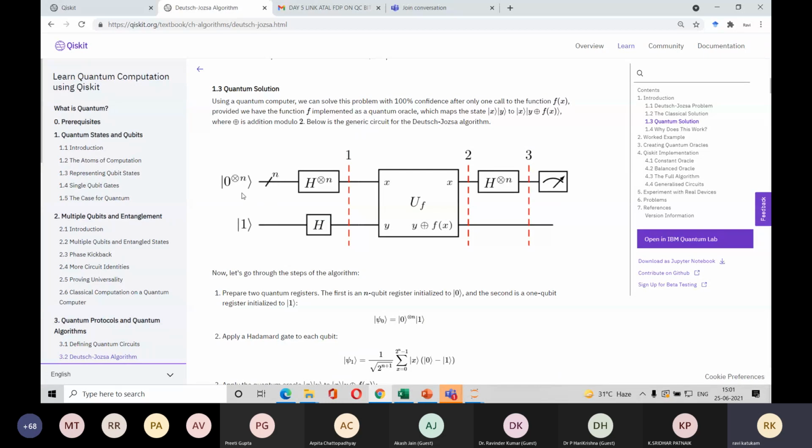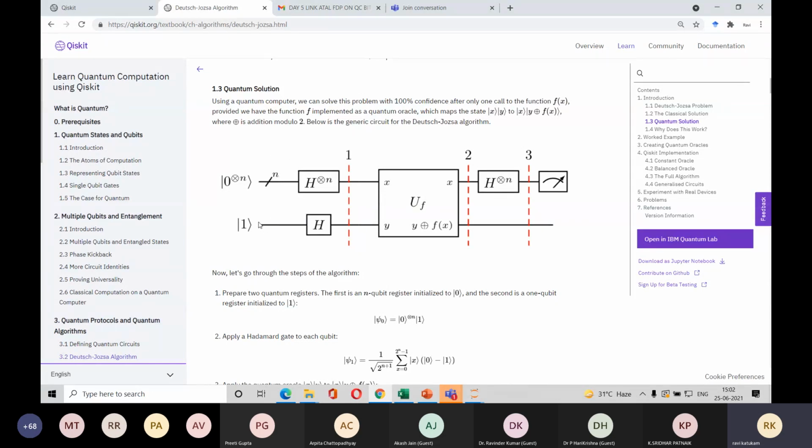There is an n qubit input. This is nothing but a multi-qubit system, all initiated in 0. There are n such qubits. This refers to you have n qubits initiated in 0. That's the meaning of this entire thing. Then H cross n means you apply the H gate on all the n qubits.